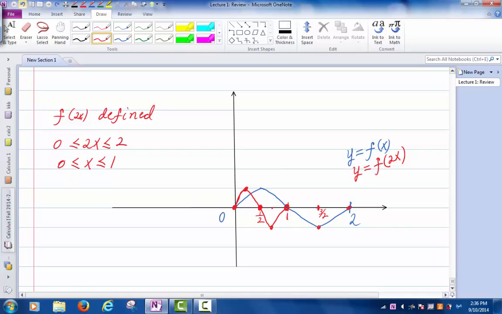But if I look at the graph of half x, then it will be a stretch, right? Then the graph will extend from 0 to what? 0 to 4. Okay? Same shape, but compressed or stretched. Okay? All right, this is it. This is the end of algebra review. And I'm happy we are done with this.